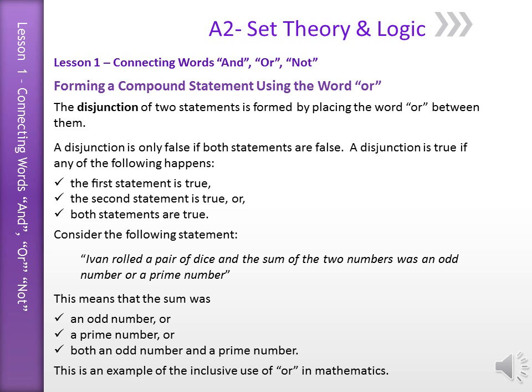Consider the following statement. I've rolled a pair of dice, and the sum of the two numbers was an odd number or a prime number. This would mean that the sum was an odd number, or it was a prime number, or it was an odd and a prime number. This is an example of the inclusive use of the word or in mathematics.